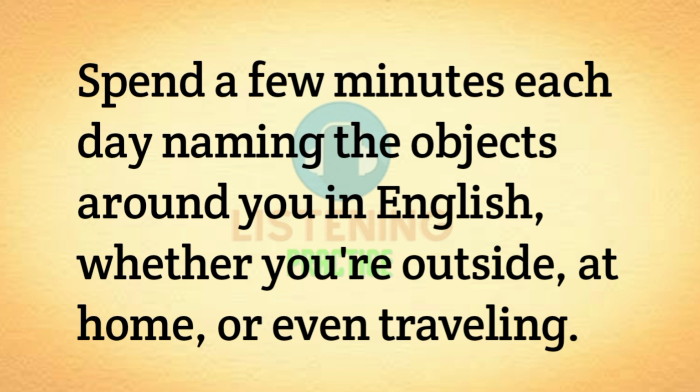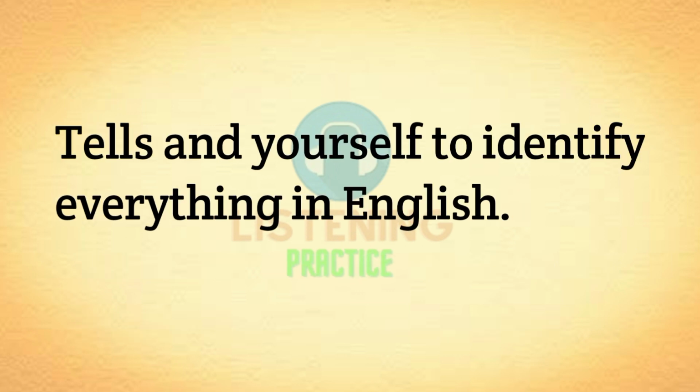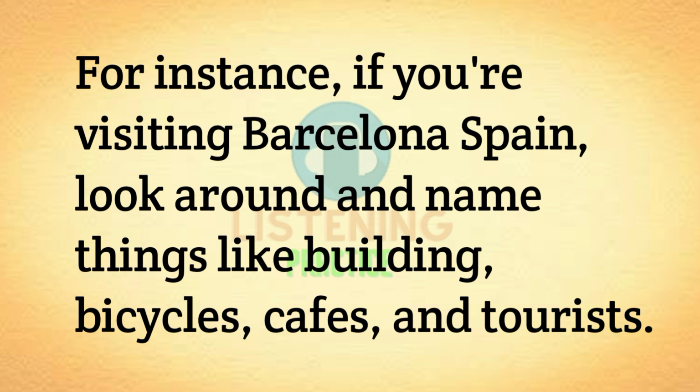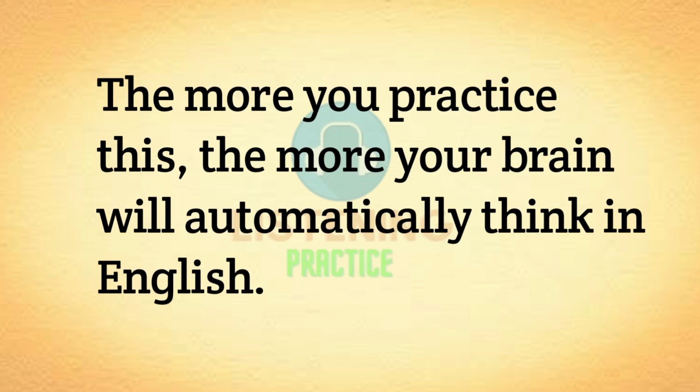Spend a few minutes each day naming the objects around you in English, whether you're outside, at home, or even traveling. Tell yourself to identify everything in English. For instance, if you're visiting Barcelona, Spain, look around and name things like buildings, bicycles, cafes, and tourists. The more you practice this, the more your brain will automatically think in English.